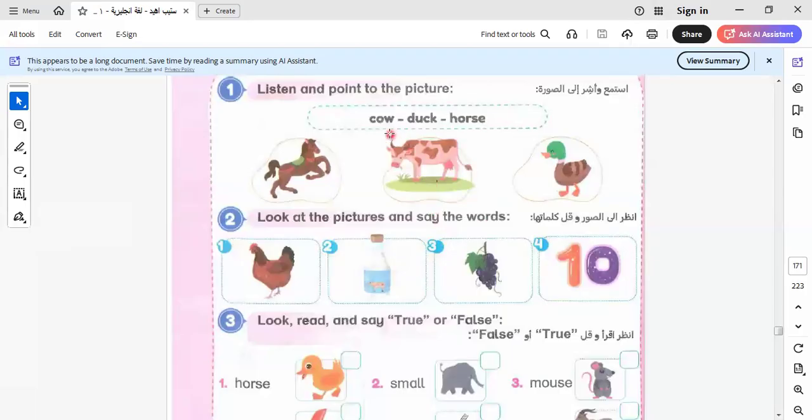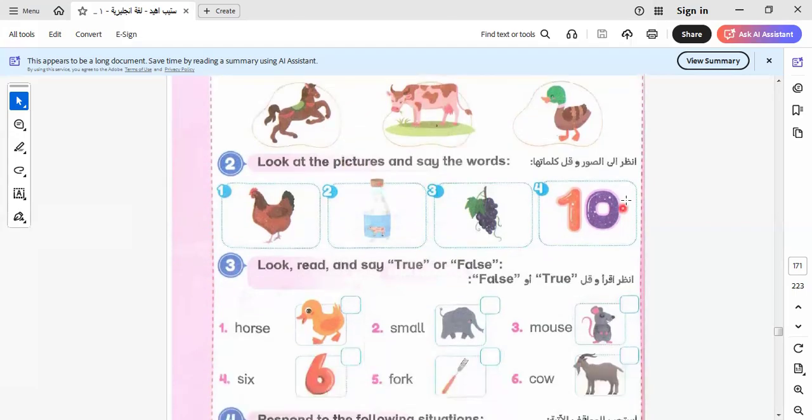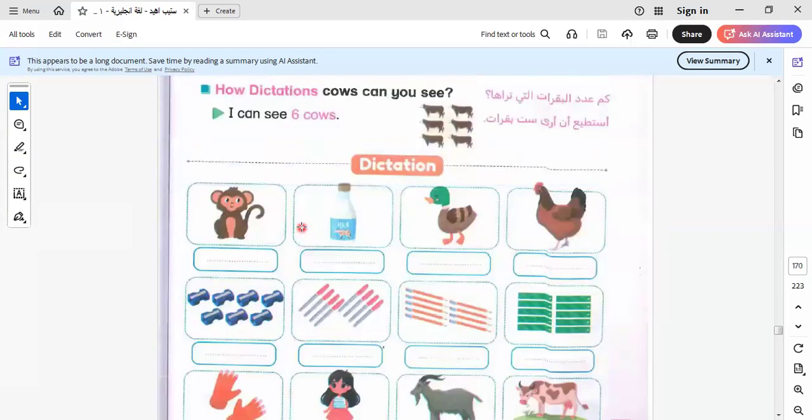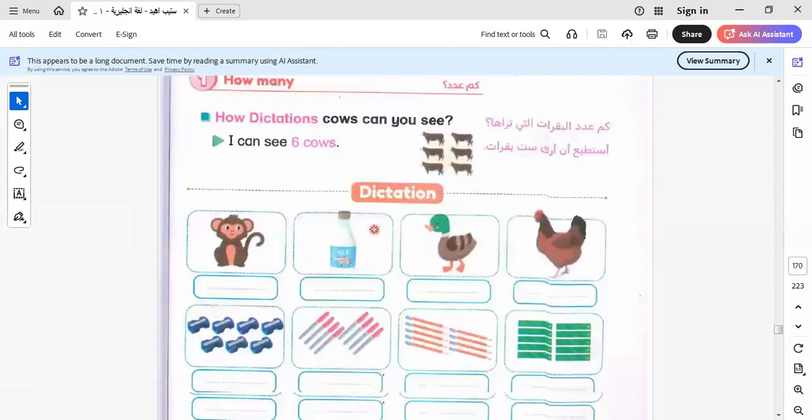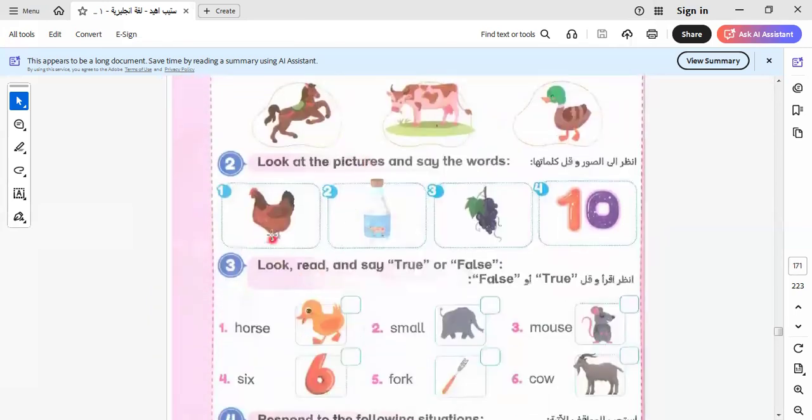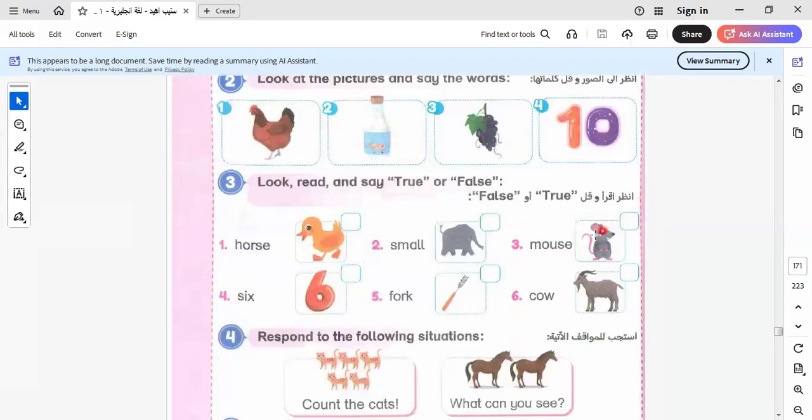Let's do it together. Here is cow. Which one is cow? This one. Dog, this one. Horse, this one. Let's go to another one. Here, look at the picture and say the words. Here it will be hen or chicken. I think it's not hen, it will be chicken, because we know here. Say chicken. It will be chicken, milk, grapes, and 10.